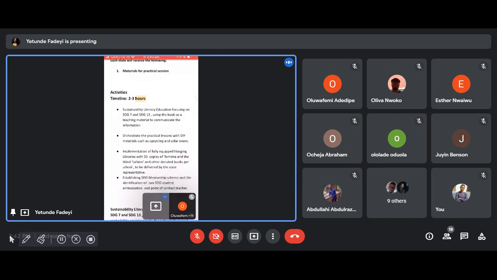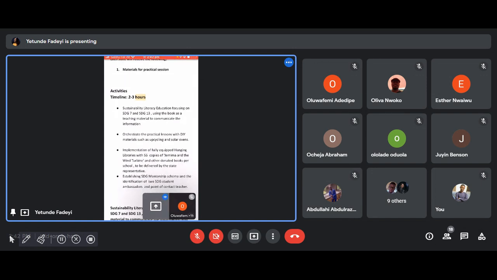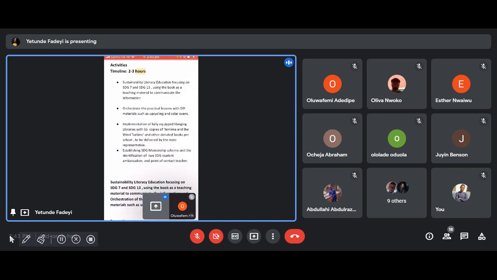So we've got four points on the activities, basically four objectives for the delivery of the implementation, delivery of the SDG. So the first is sustainability literacy, focusing on SDG 7 and 13, and using the book as a teaching material.